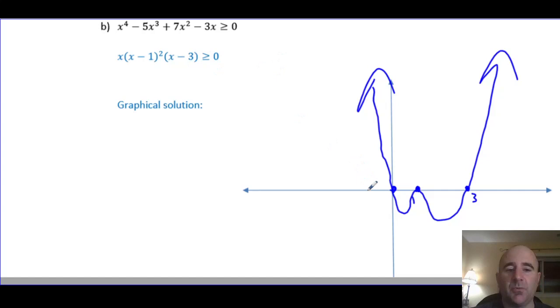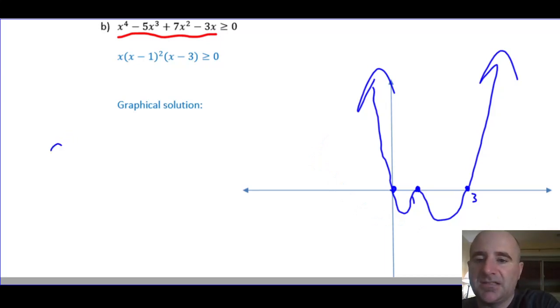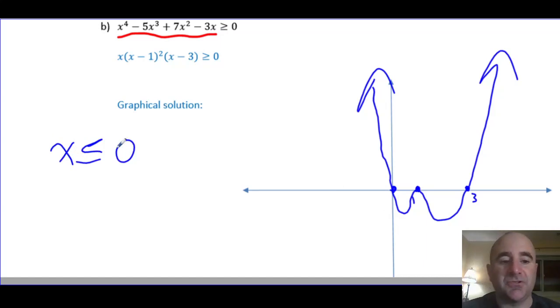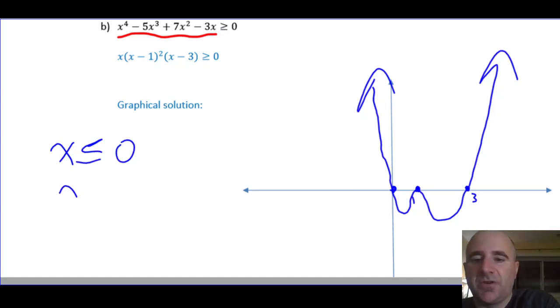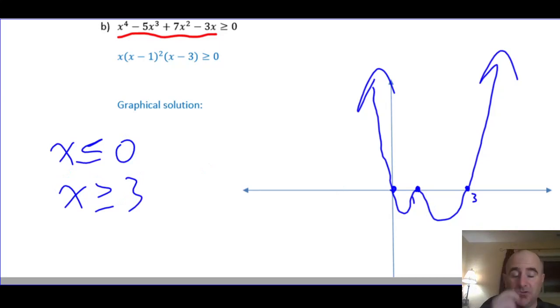So we're interested in knowing when is this greater than or equal to 0. Well, remember a graph shows you all the possible values for this function right here. When is it greater than 0? Well, it's greater than 0 when x is less than or equal to 0. It's also greater than 0 when x is greater than or equal to 3. So there's our two solutions here, greater than or equal to 3 or less than or equal to 0.